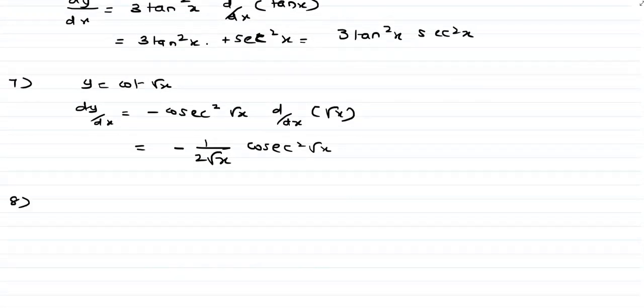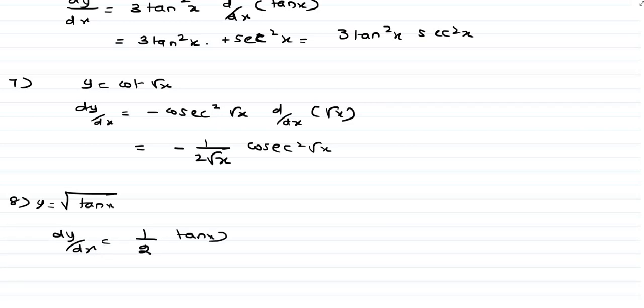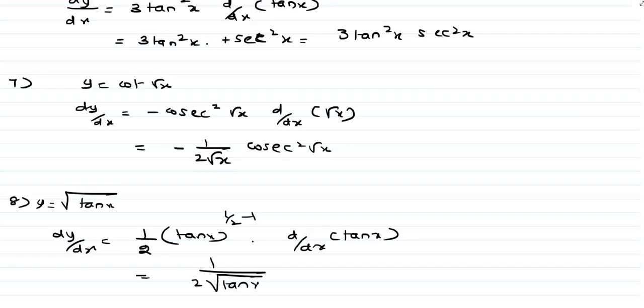Okay. Eighth one is what? Under root tan x. Correct? So function power is 1 by 2. So dy by dx is, first I will differentiate the power: 1 by 2 tan x to the power half minus 1. Then I have to differentiate the function. So it will be 1 by 2 root tan x, d by dx of tan x is what? It is secant square x. So secant square x by 2 root tan x. Clear?